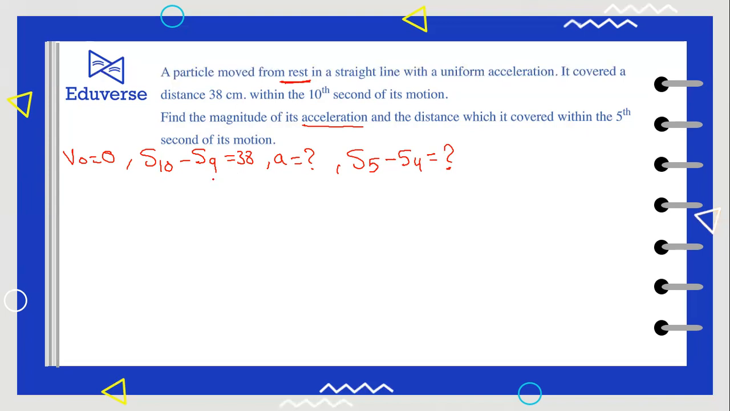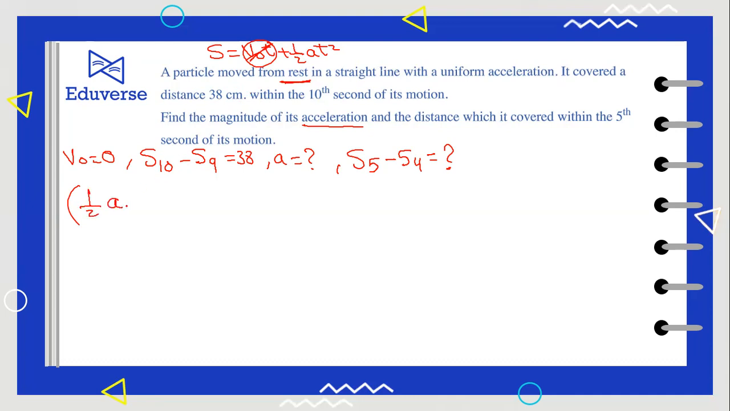I have two unknowns. Firstly, I want to find the acceleration. S10 minus S9 equals 38. That's an equation. I will use it to find the acceleration. S10, I know the rule of distance. We said here, v naught t plus half at squared. V naught equals 0, then this part I will cancel it. It's not important to me. V naught equals 0, so I will depend on half a t squared.